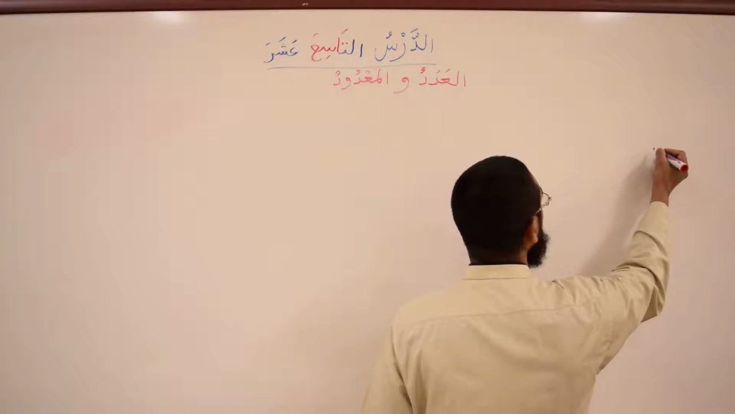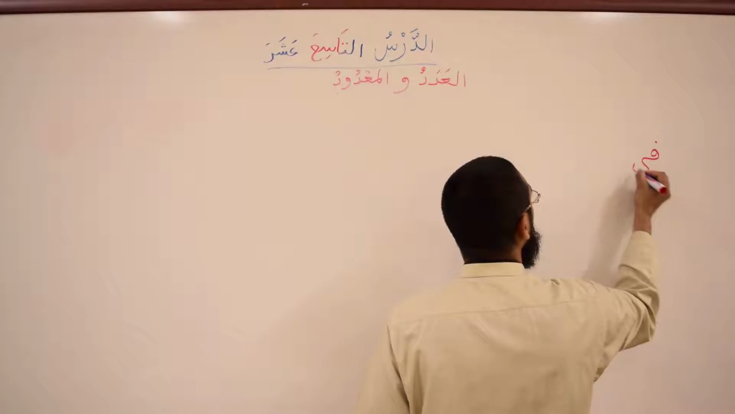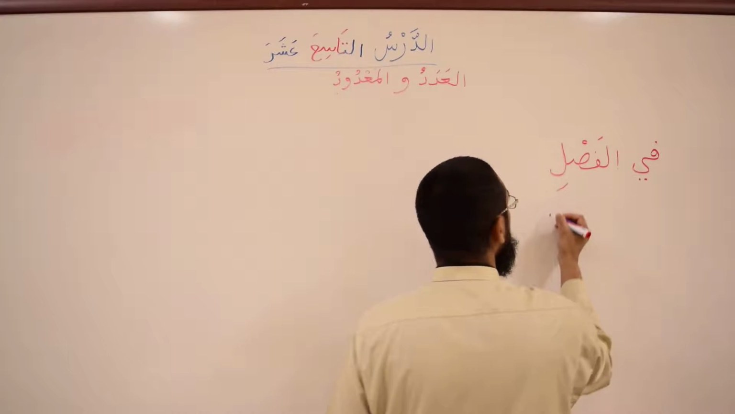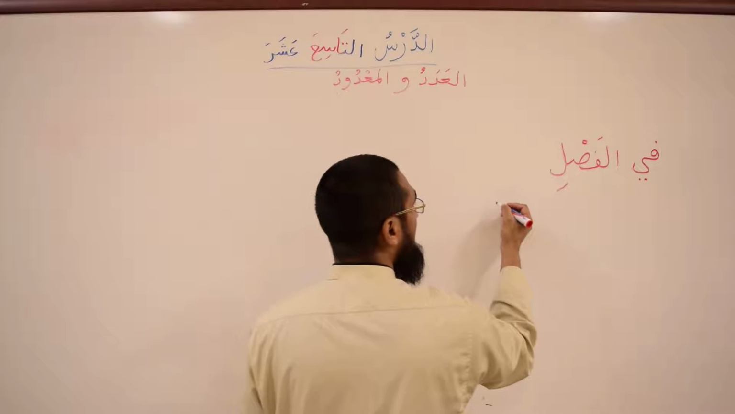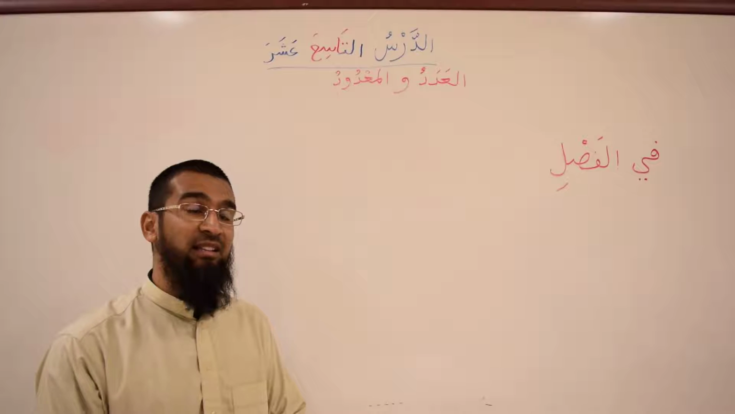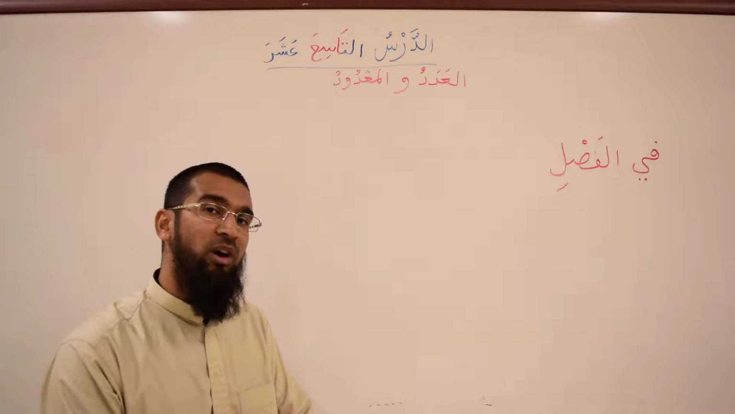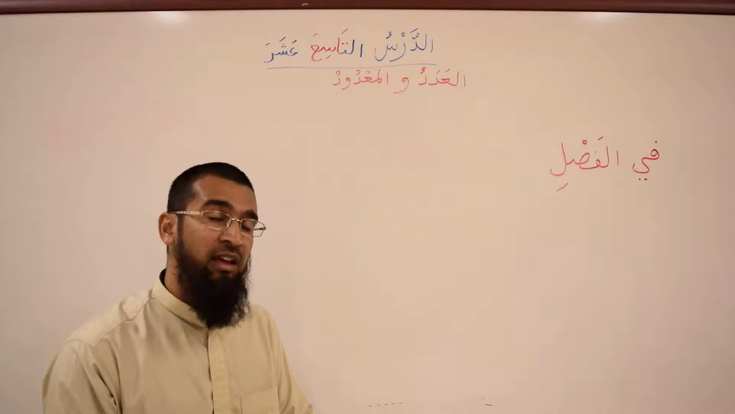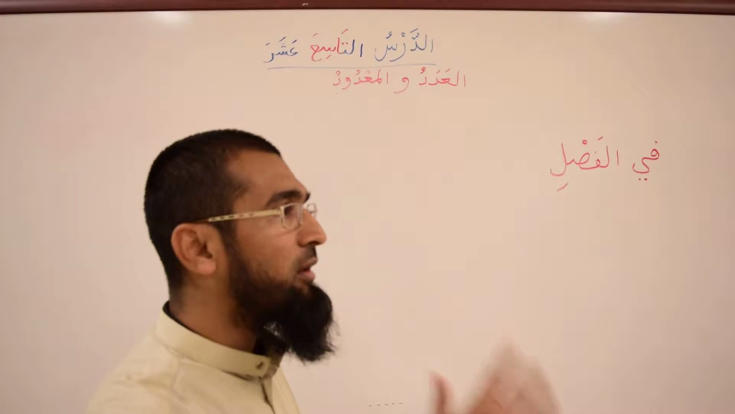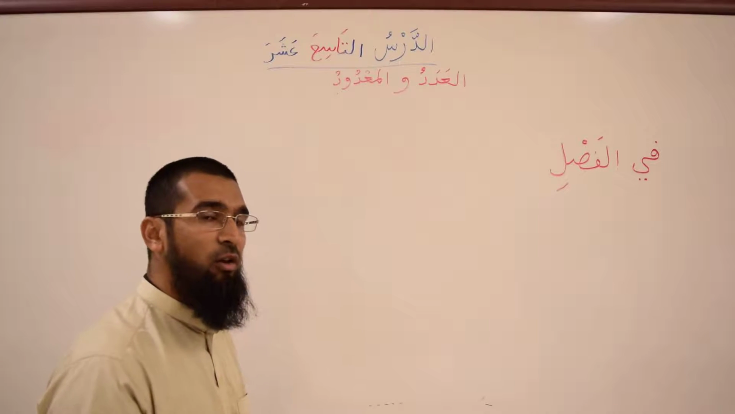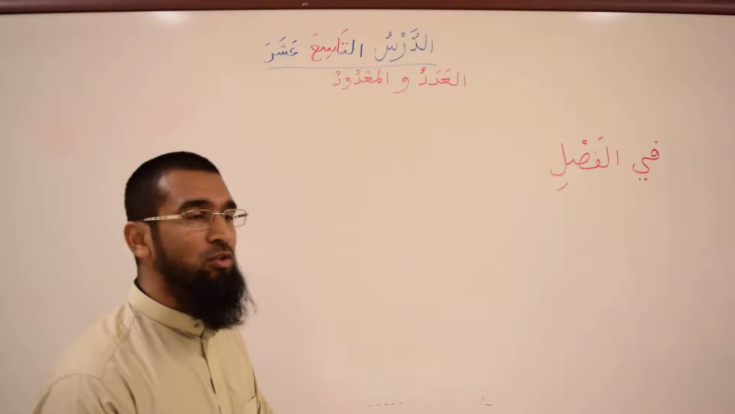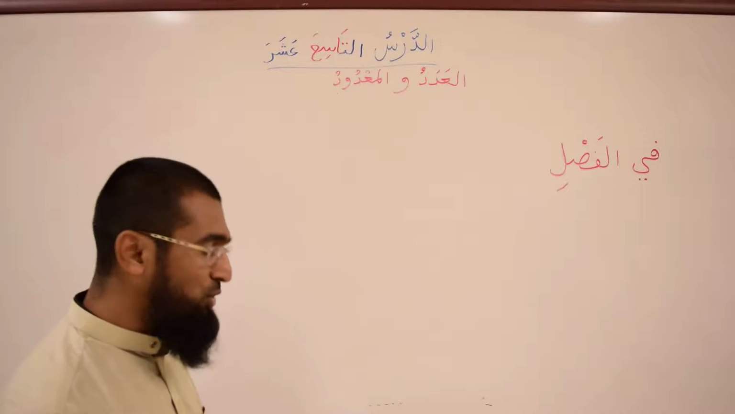So you'll just say fil fasli. 3 students, right? Now you should ask yourself, should I make the adad mudhakkar or muannath? In order to answer that, you need to ask, well, are the students male or female? Let's say they were male students. So in the classroom, there are 3 male students.